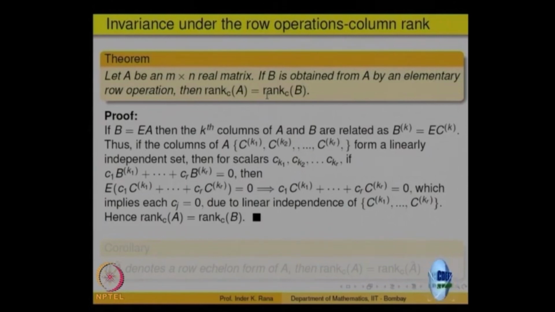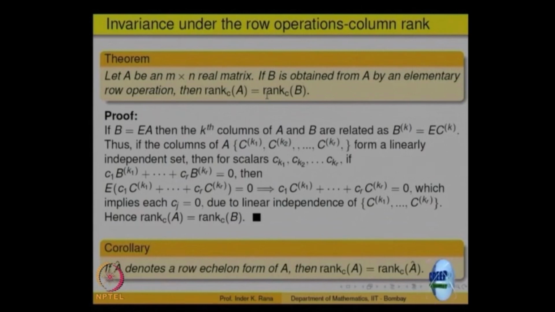So, dimensions are the same. So, as a corollary, if B is the row equivalent form, so if we take a matrix A, bring it to row equivalent form, then the column space of A is the same as the column space of the row equivalent form, and hence the dimensions are the same, right, they do not change.